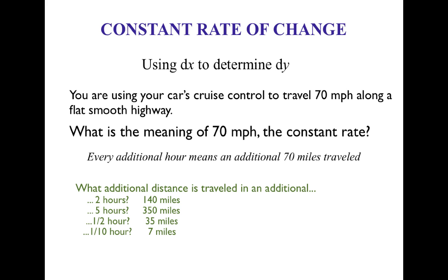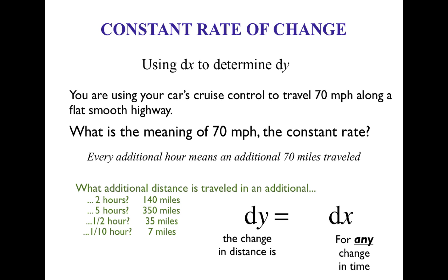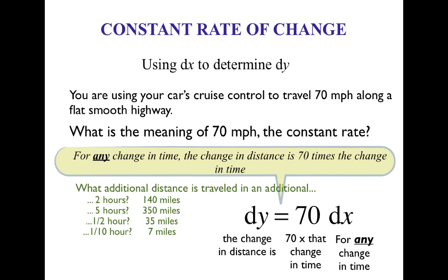So a constant rate tells us so much more than the change in the quantity for one change in the independent variable, in this case that you go 70 miles every hour. It tells you how far you go in any amount of time. So for any change in time, what is the change in distance? 70 times as much as the change in time. That is a strong meaning: for any change in time, the change in distance is 70 times as much as the change in time.